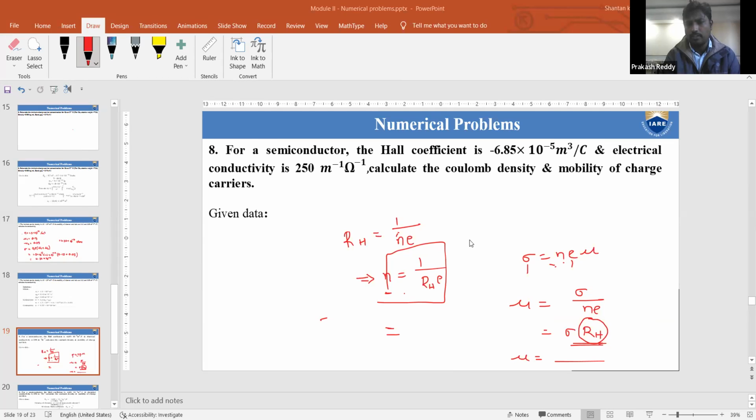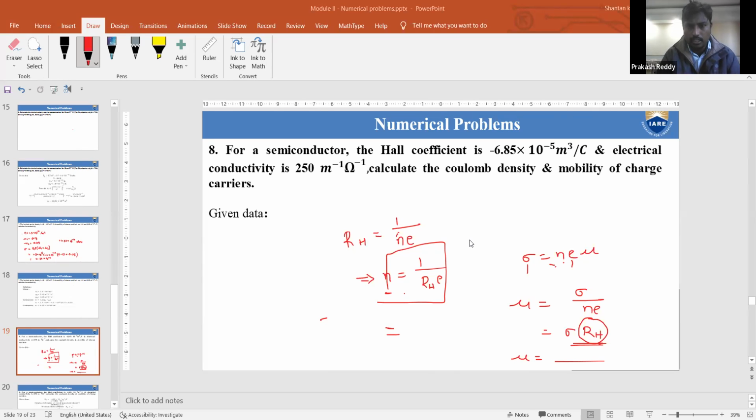I want an answer from everyone, not only one or two. Any question? 29 has given the reply: 9.1 into 10 power 22 electrons per meter cube. After that, 17.125 into 10 power minus 3 is the mobility. So we'll check, we'll check 29.